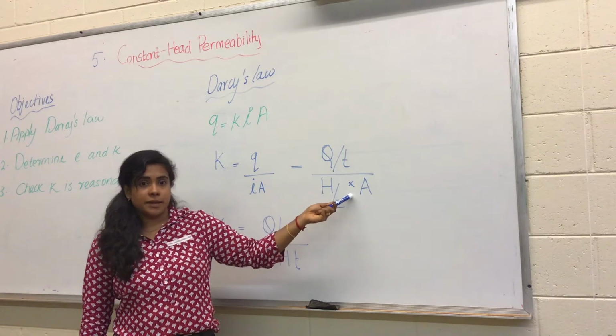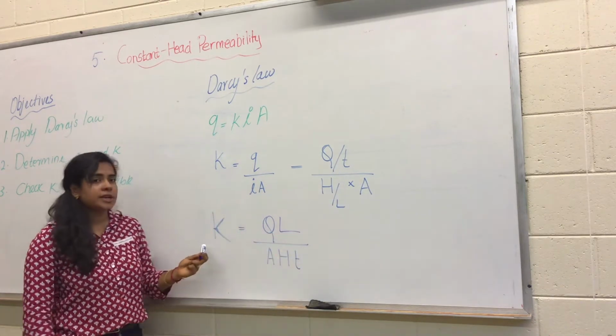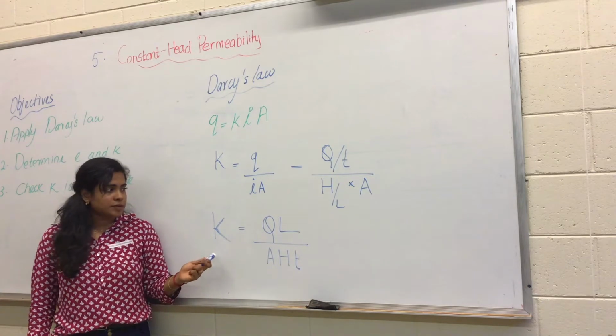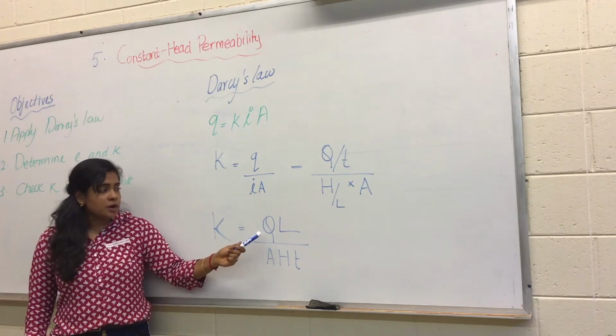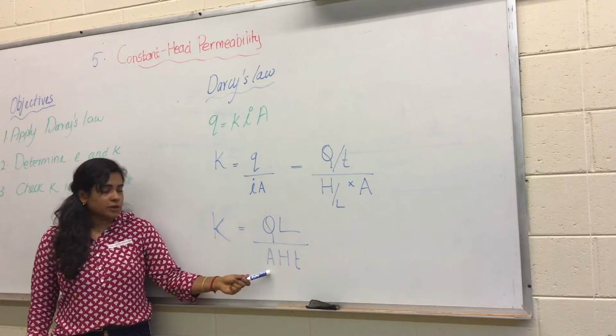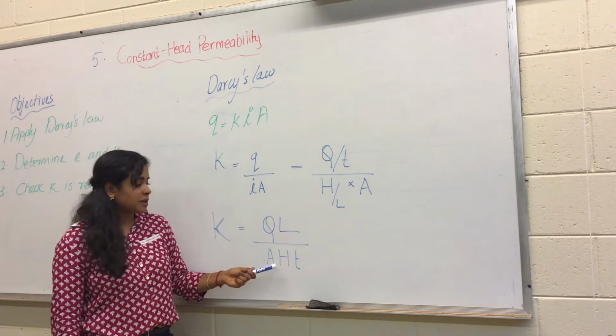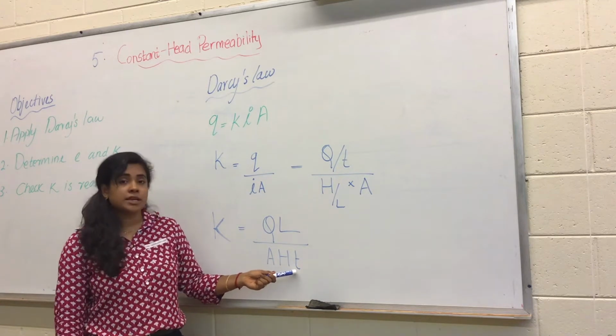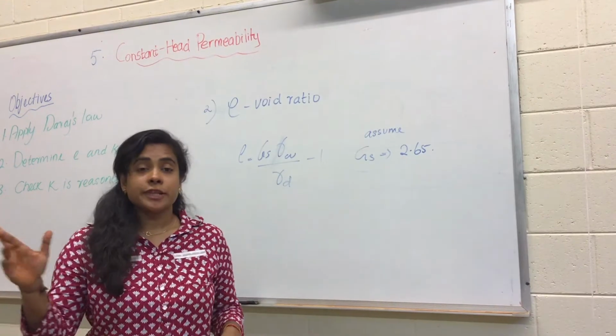multiplied by the area of cross section. Finally you get an equation equating hydraulic conductivity to the volume of the flow times the length of the flow, divided by the cross-sectional area of the flow and divided by the head difference times the time. That's all for objective 1.